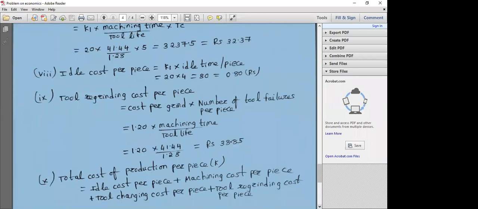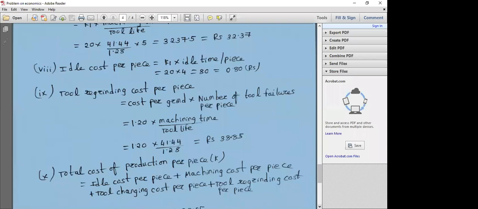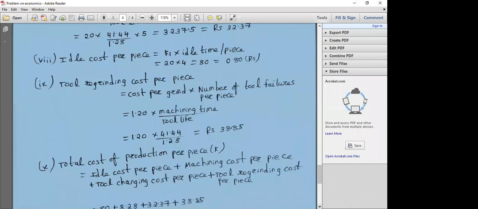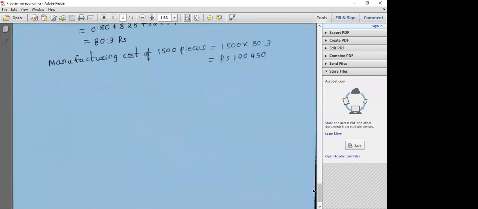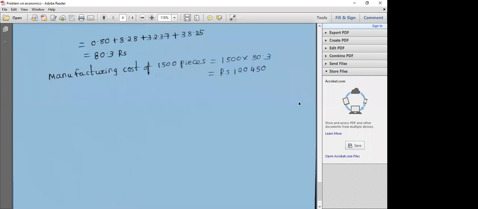What is the total cost of production per piece? It is K. Ideal cost per piece plus machining cost per piece. Ideal cost per piece is, okay sir, continue sir. What is the ideal cost per piece? It is the machining cost per piece, and it is nothing but the tool changing cost. All the four things yesterday we have seen, A, B, C, D. So whatever A, B, C, D is there, you just try to see.